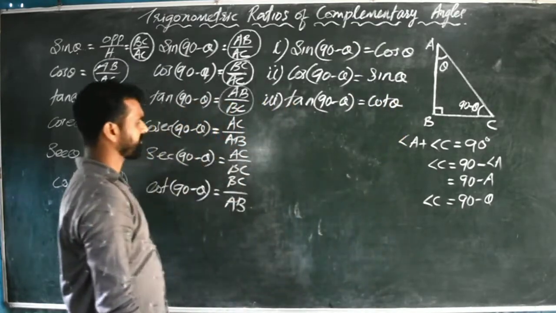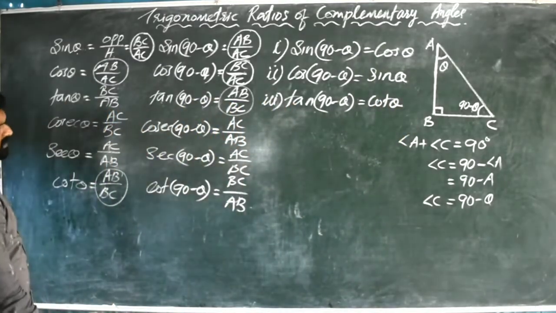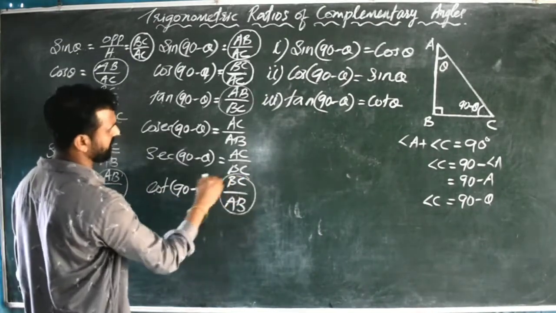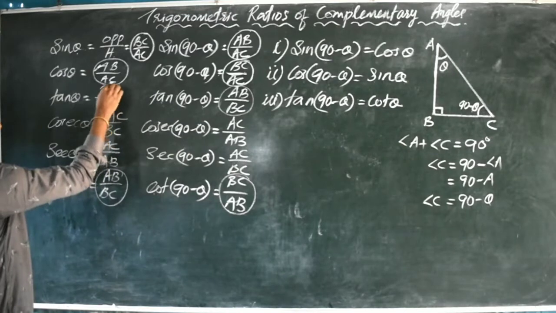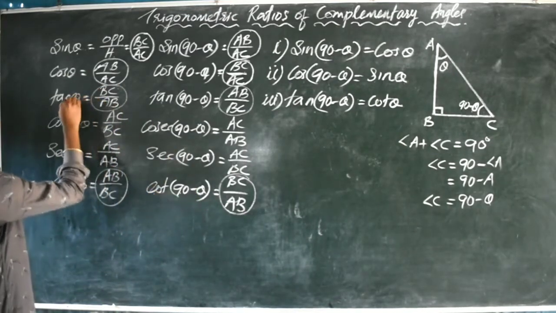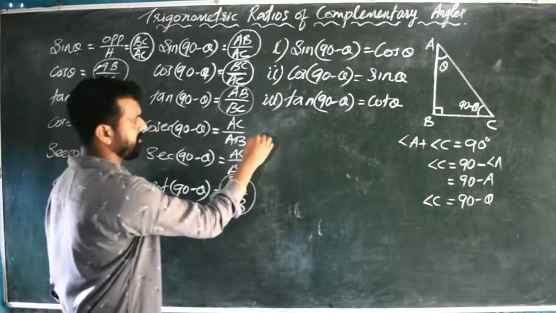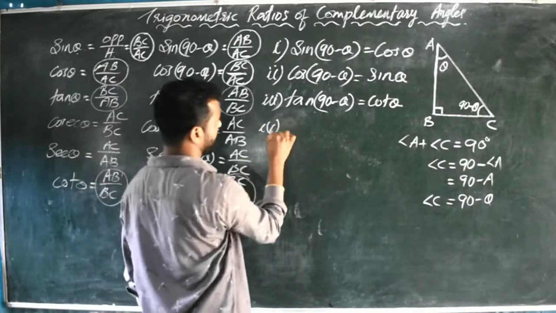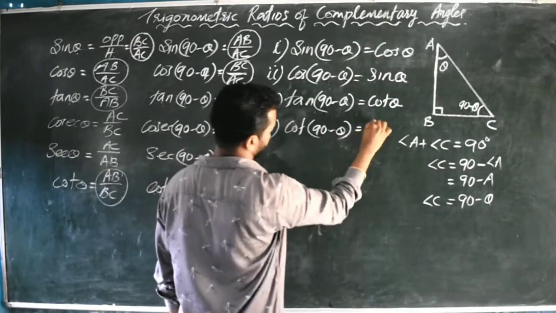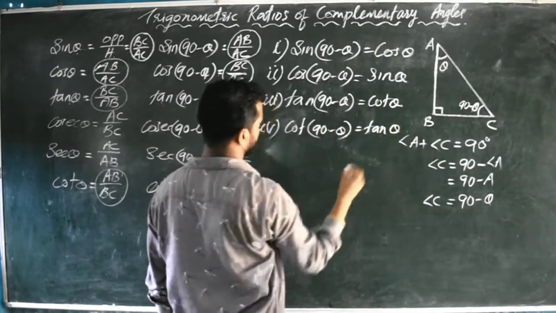Next one, cot 90 minus theta, you write. Cot 90 minus theta is equal to BC divided by AB. Tan theta is equal to BC by AB. So cot 90 minus theta is equal to tan theta. That is number 4. Cot 90 minus theta is equal to tan theta.